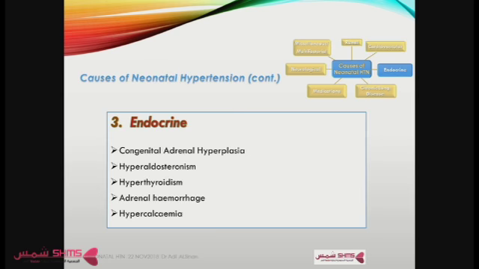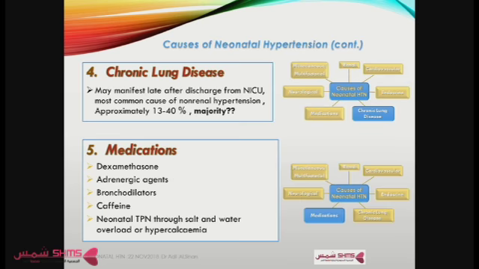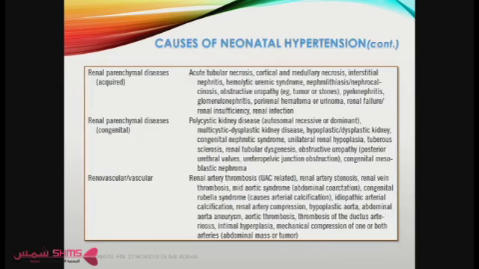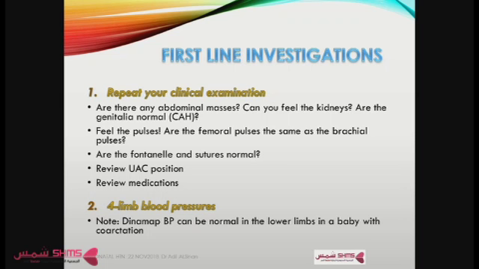We talked about coarctation of the aorta. Endocrine causes, congenital adrenal hyperplasia. Hyperaldosteronism, said to be, there is one recent study from Saudi Arabia showing the value of spironolactone, used in bronchopulmonary dysplasia with transient hyperaldosteronism. We talked about this. This is more detailed. No need to go for it.